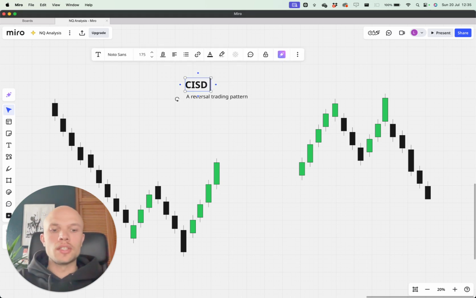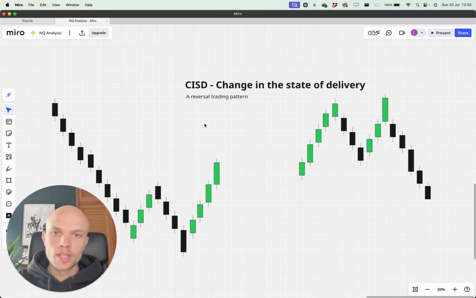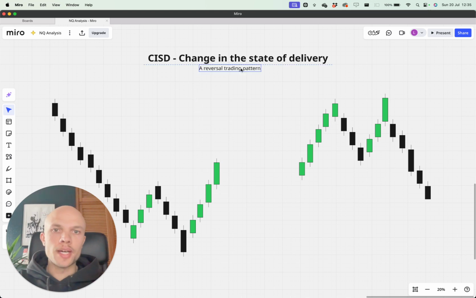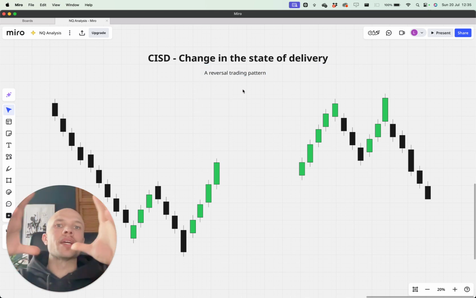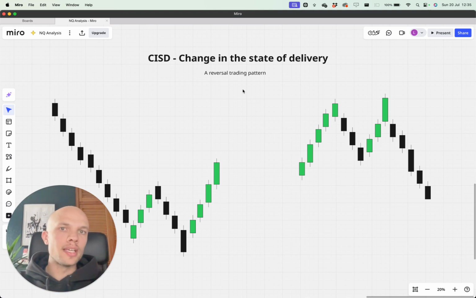So I'll change this here just so it's easy. Change in the state of delivery. So that's essentially what it is. It's basically you're framing a reversal. You're making sure that the market wants to go in the opposite direction. So if we're in a bullish trend, we want to see a change in the state of delivery to the downside. If we're in a bearish trend, we want to see a change in state of delivery to the upside.